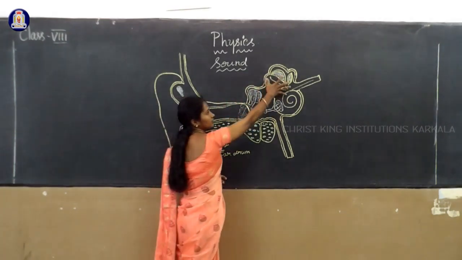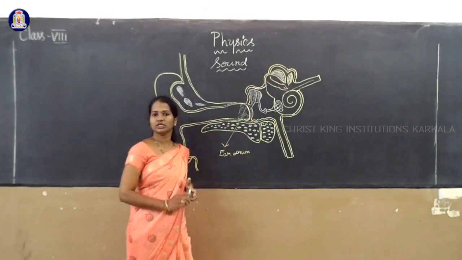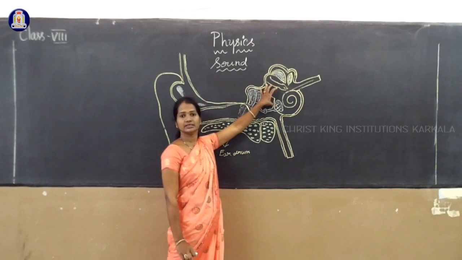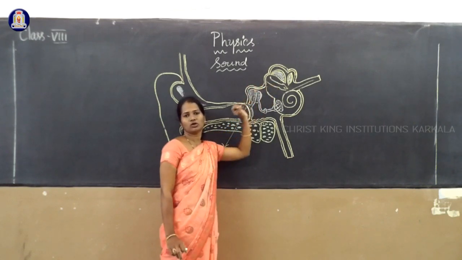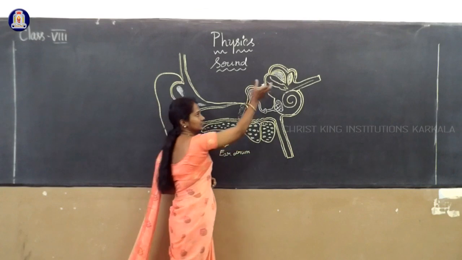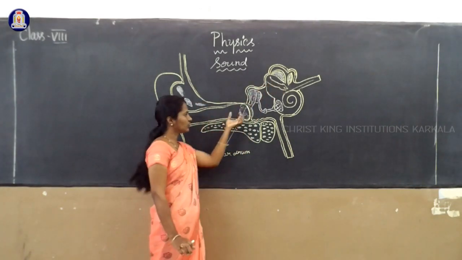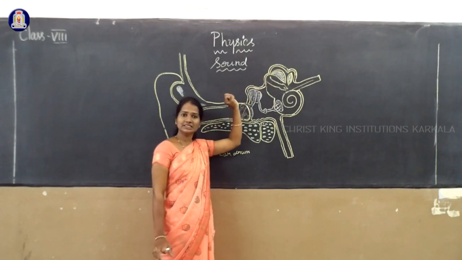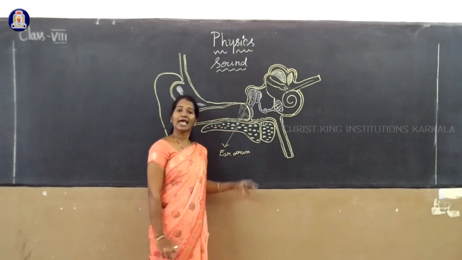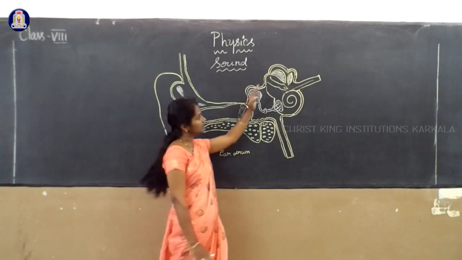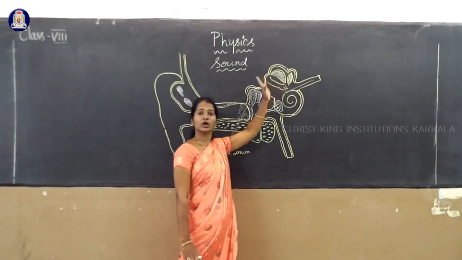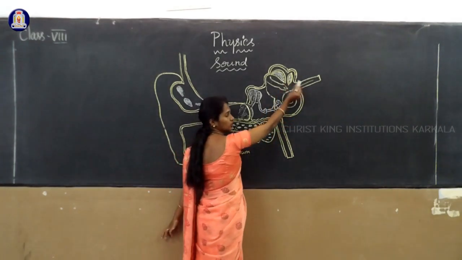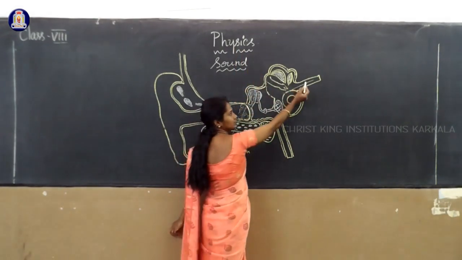In the inner part of the ear, there is a structure which is not given in your textbook, called the cochlea. The vibrations are sent to the cochlea. This cochlea converts these sound vibrations into electrical signals. These electrical signals finally go to the brain, sent by the nerves.